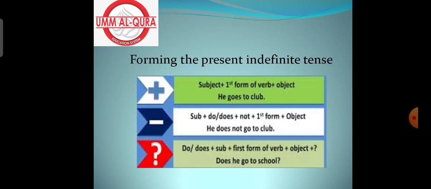In interrogative sentences, firstly we will write do or does plus subject plus first form of verb plus object, and at last we will put a question mark at the end of interrogative sentences. For example, does he go to school?